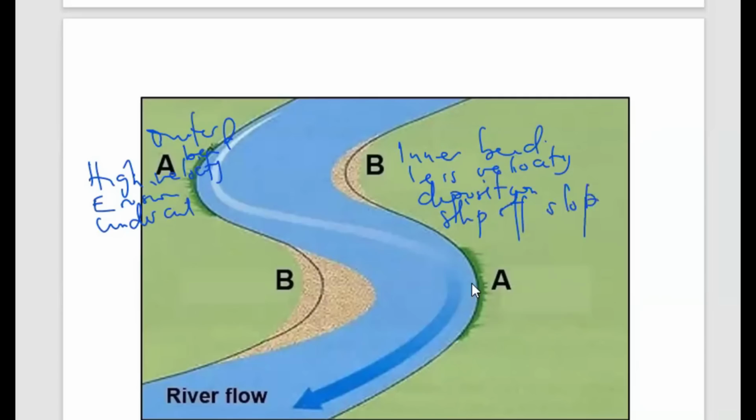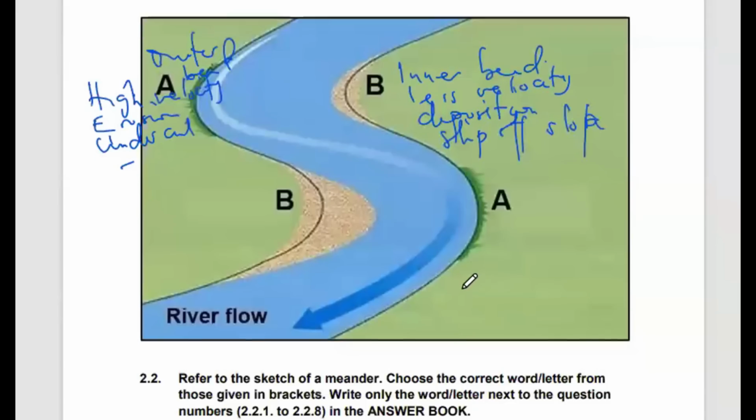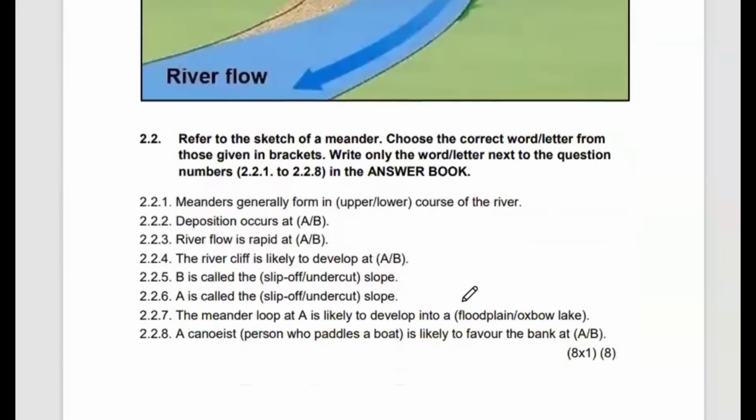The slope that develops on the inner bend is called a slip-off. There's deposition, water has less velocity, and it's the inner bend of the meander. This one is the outer bend of the meander. There's high velocity and there's erosion taking place. The nature of the slope is called the undercut slope. That's the summary of the meander, if you are to check those two. Right, let's go to our questions.